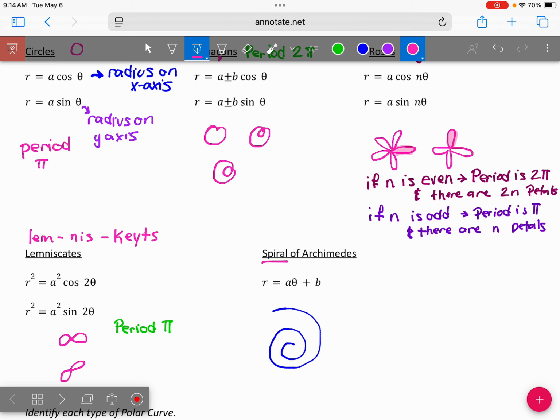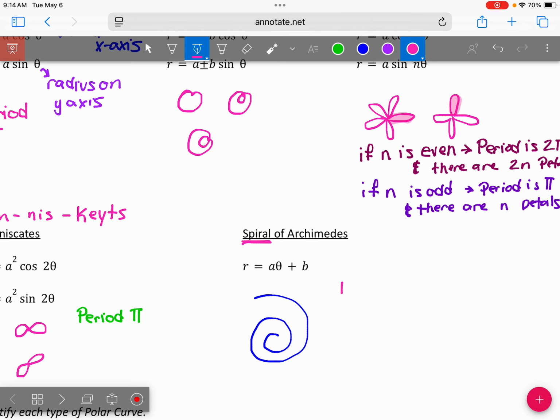Well, isn't there like a natural spiral sensation that's like a spiral that you see? And that would be called the Archimedes spiral. It's part of the golden ratio. That's the same Archimedes. And the spiral of Archimedes has no period. They are infinite.